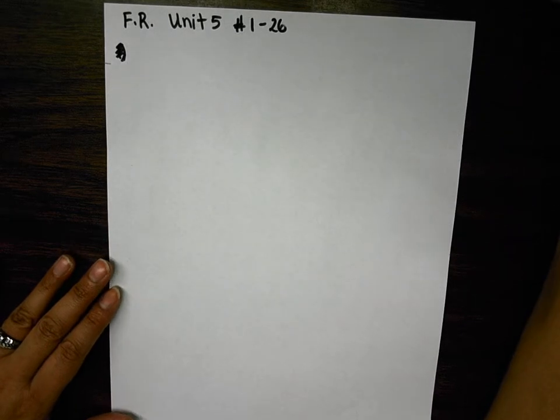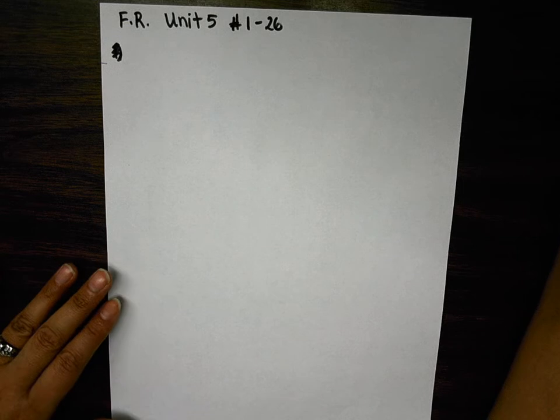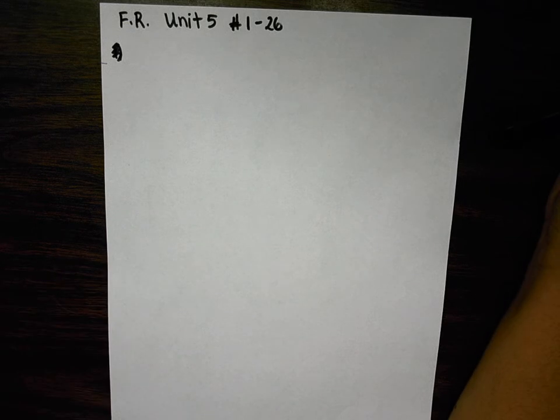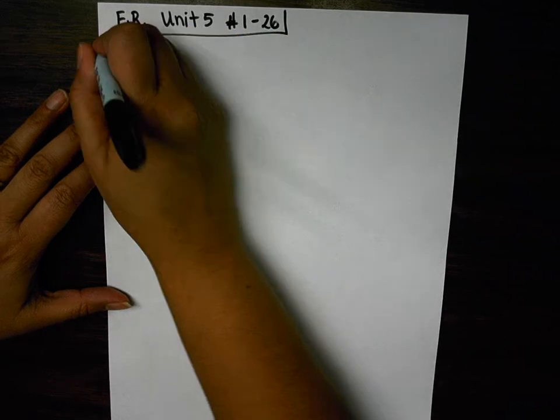It's Advanced Math Final Review, Unit 5, numbers 1 through 26, off your final review packet. And I am open for questions.